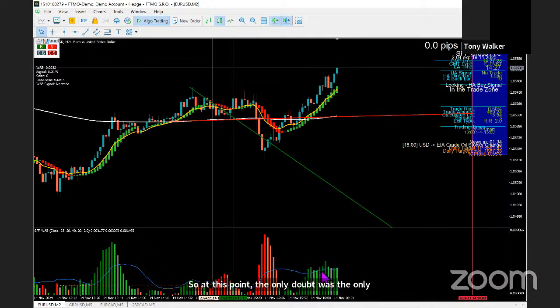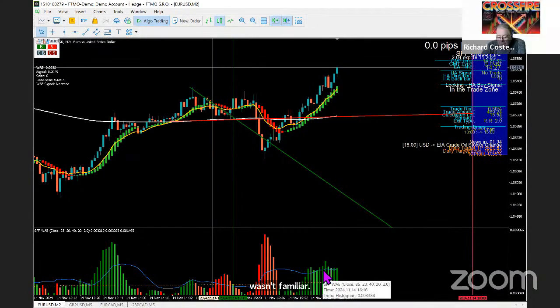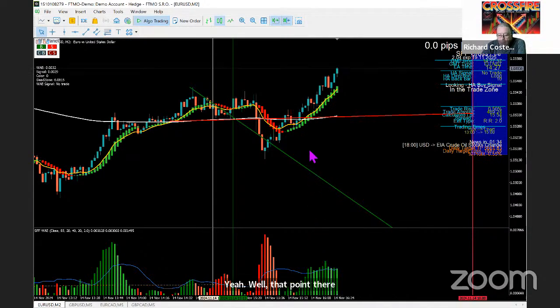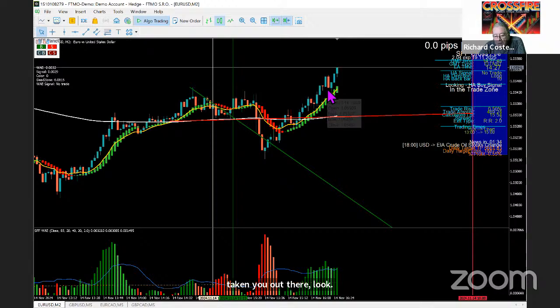My 2 minutes just put me in a GBP USD for a win. Yeah. So that point there, it's good. You were good to go for a buy. So the 2 minute on this occasion is looking good, but it might have taken you out there, look, because it did a bit of a retest.